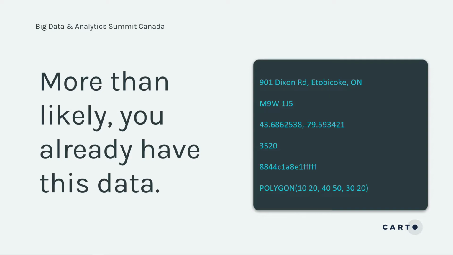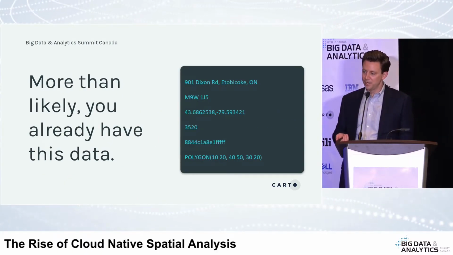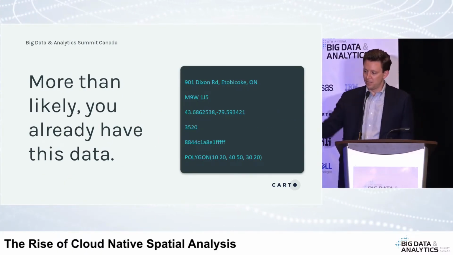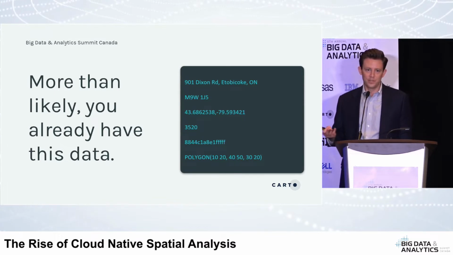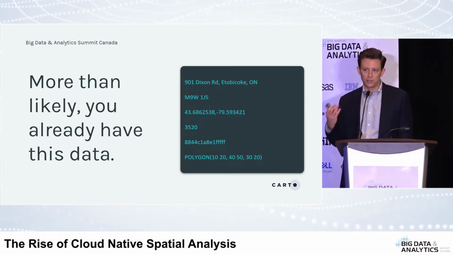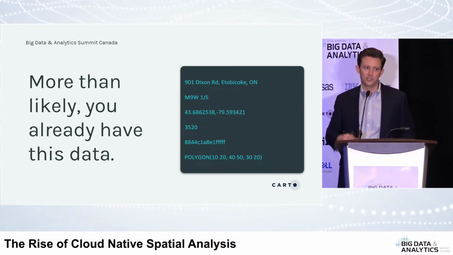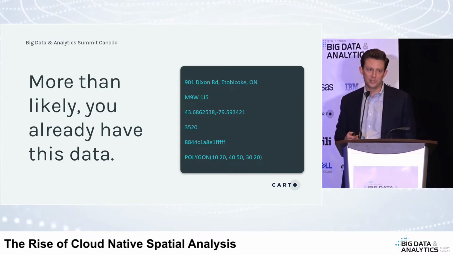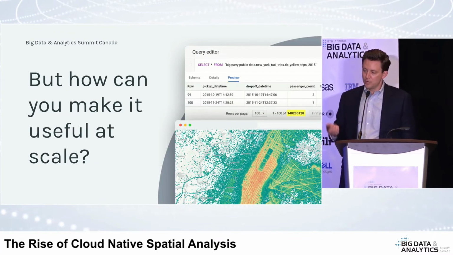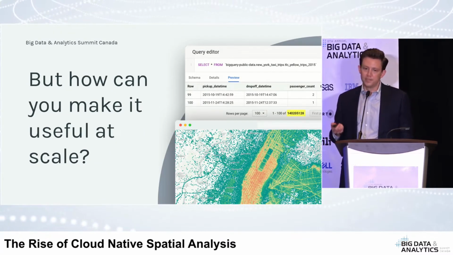It's called an H3 cell, and it's pretty important to some of the things we're doing, as well as this thing called a polygon. That's a fake one, but if you are familiar with GIS, you know the structure of a polygon. It's a boundary or a shape like a box or any sort of shape that you might have. So you might already have that data, but how do we really make this useful at scale?